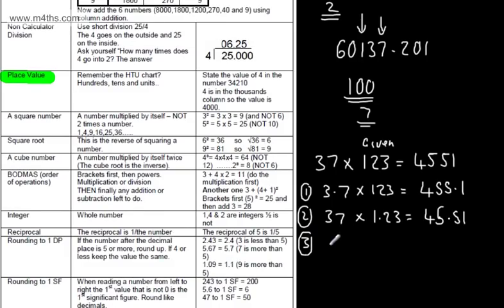Okay, let's just look at one more. Let's say we have now 0.37 multiplied by 12.3. Okay, so we can see that this one has got 100 times smaller and this one has got 10 times smaller, so our answer is going to be 1,000 times smaller. So we're going to end up now with 4.551.